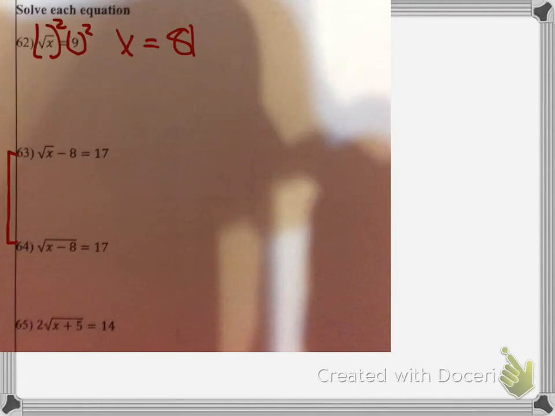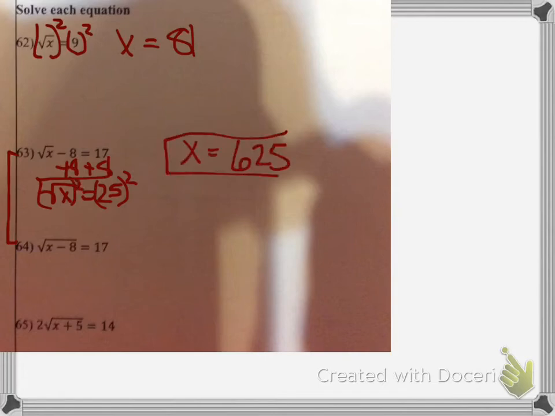Now, the two that you pay attention to are 63 and 64. Those are very similar. Notice, this looks like the same problem, but different. Here, the minus 8 is on the outside. So I need to take care of that first, because I need to have the square root symbol by itself. So plus 8, plus 8. Square root of x equals 25. And then square that. You get x is equal to 625. And you're done.